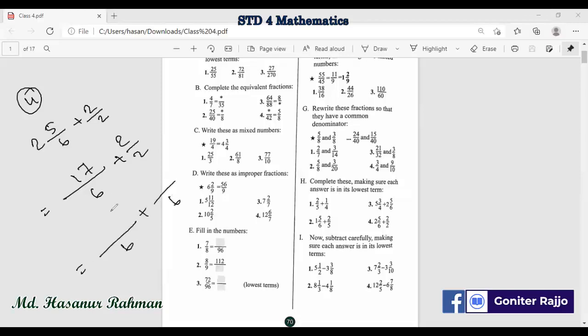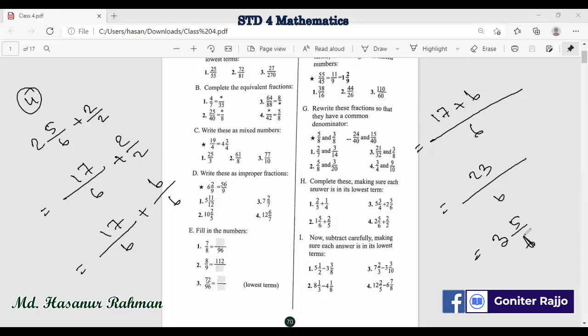Very simple thing. 6 times 1, that is 6. 17 times 1, that is 17. 2 times 3, that is 6. 2 times 3, that is 6. Now the denominator should be 6 and we have to add the numerators 17 plus 6. 17 plus 6, that is 23 by 6. If we want to convert this into a mixed number, then we'll get 3 whole 5 by 6.